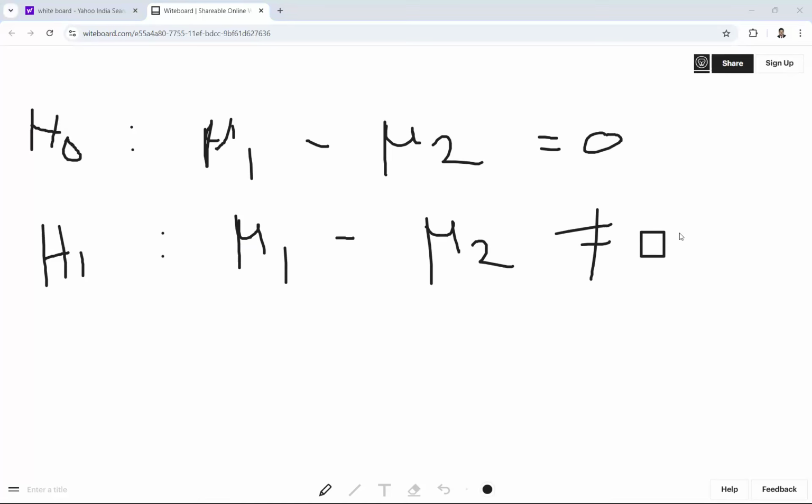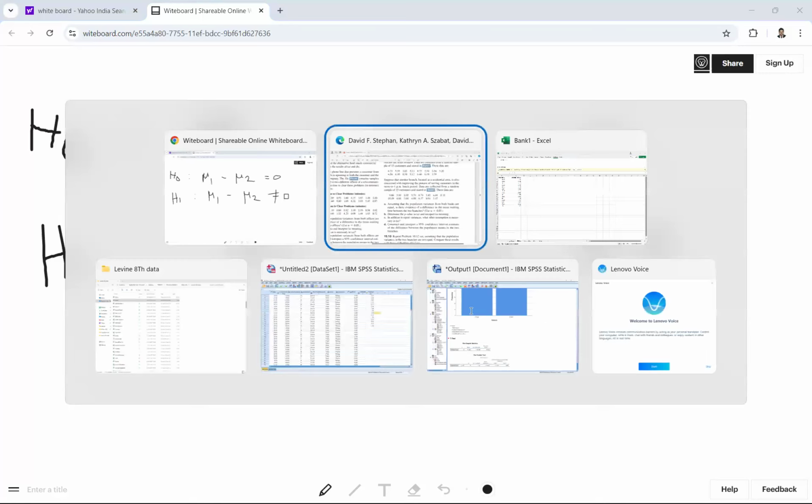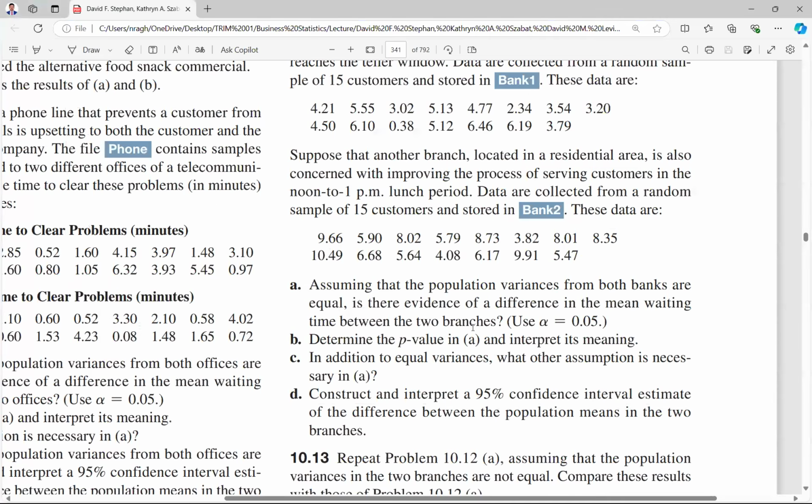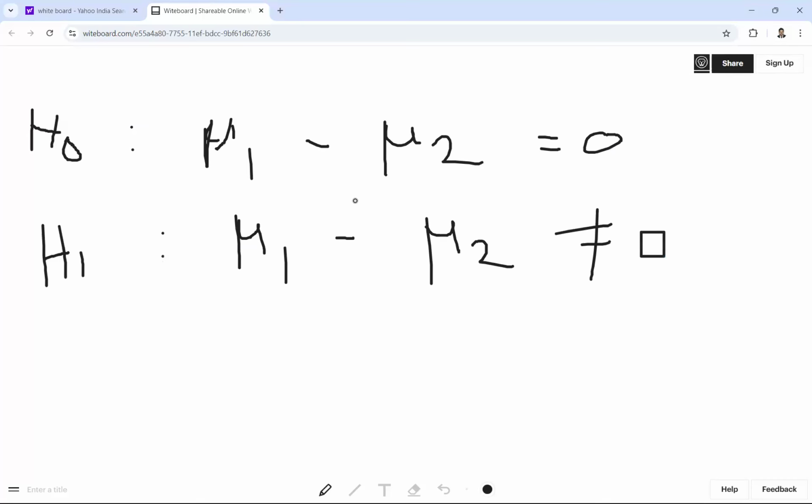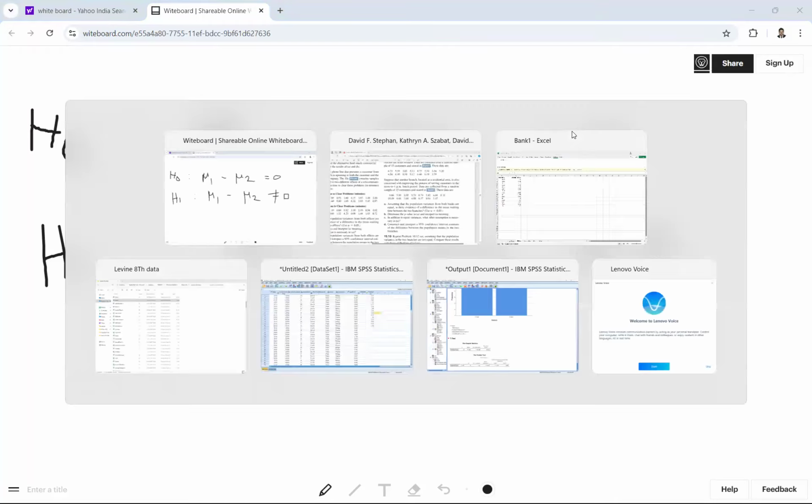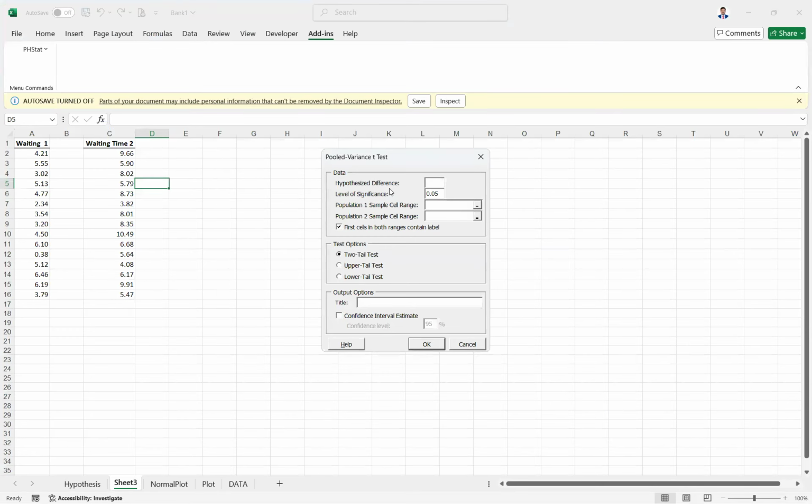The question is asking to check the proof. Is there evidence of a difference in the mean waiting time between the two branches? मतलब difference है कि नहीं? उसका evidence है क्या तुम्हारे पास? That is what you need to test. I am assuming difference ही नहीं है. There is no difference in the means of the population. That is my assumption.